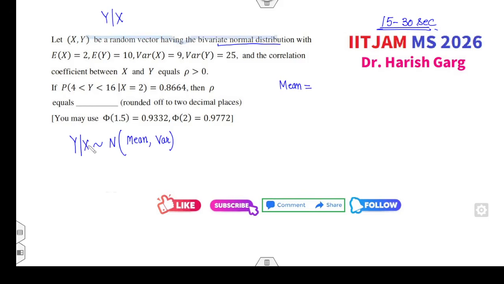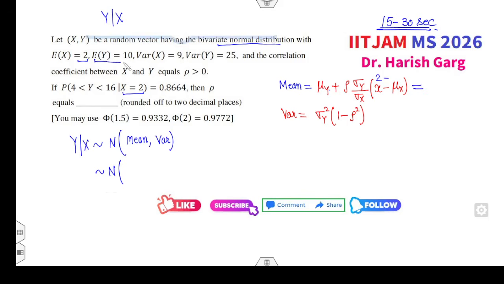Because Y is dependent on X, I can write the mean as the mean of Y plus correlation times standard deviation of Y over X, into X minus mean of X, and the variance is the variance of Y into 1 minus correlation squared. Fine. So can you find the distribution? What is X? X is 2, minus the mean, the mean is 2, so that will be 0. So the mean of Y is 10, and the variance of Y is 25.